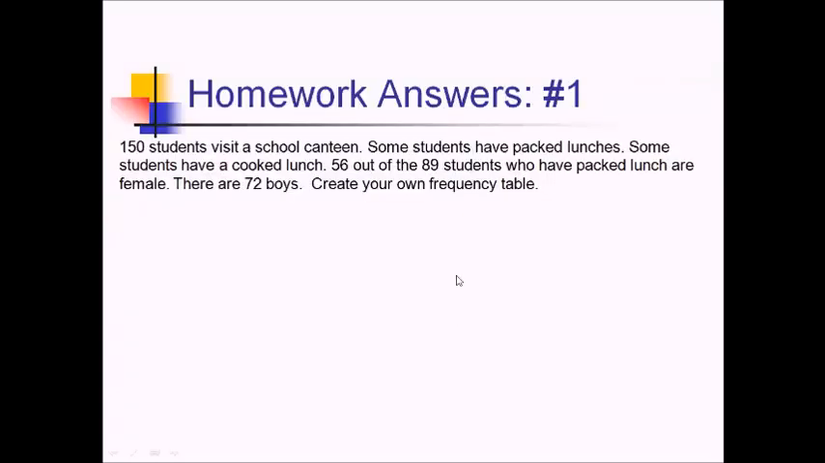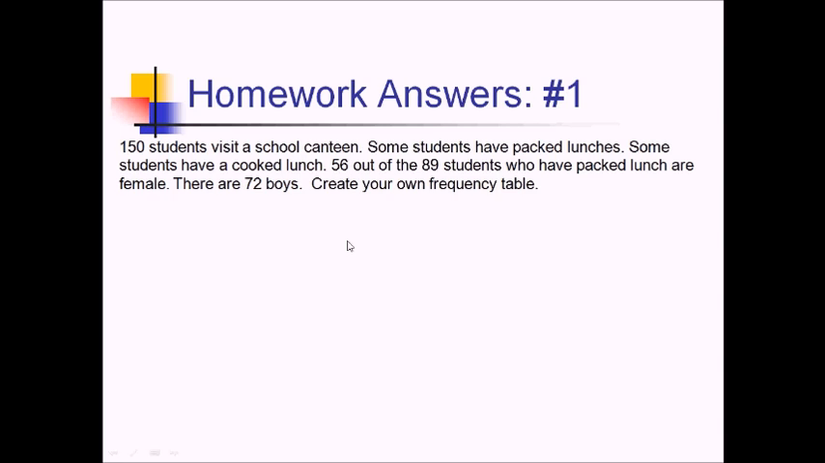For number 1, we're supposed to create a frequency table based off the following information. So we have 150 students visiting a school canteen. That's a cafeteria for those of you not in the know. Some students have packed lunches, some have cooked lunch. 56 out of 89 who have packed lunch are female, and there's 72 boys.